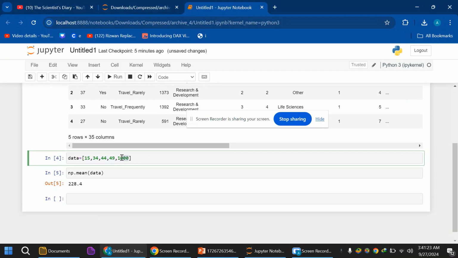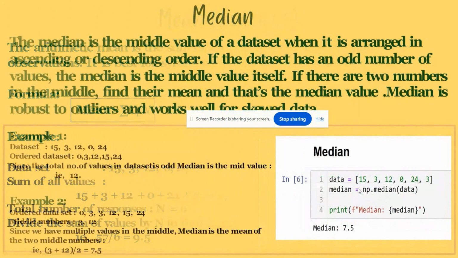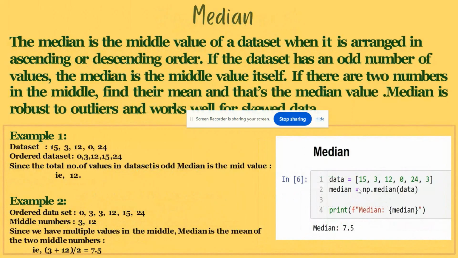So for this purpose we use the second concept which we will explain here, which is called the median. The median is used to find the midpoint value in a data set.